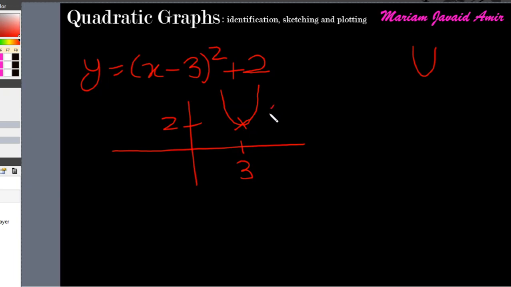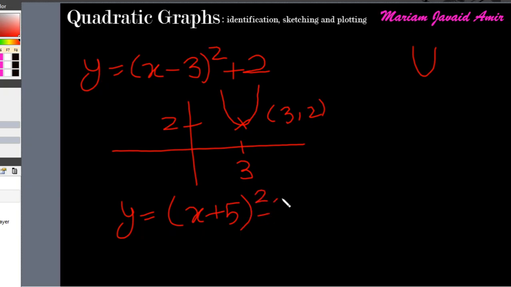It will be cutting the... it will be passing through the point 3, 2. Alright, this point is called the turning point, but we'll study this in detail next year. Okay, what about the equation y equals (x plus 5) whole square, let's say minus 3.